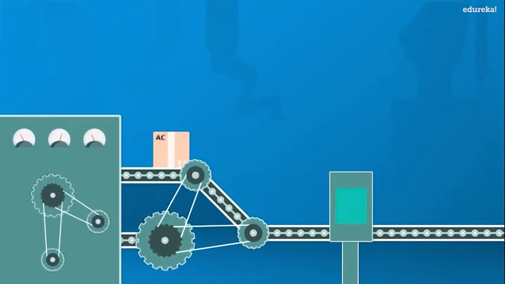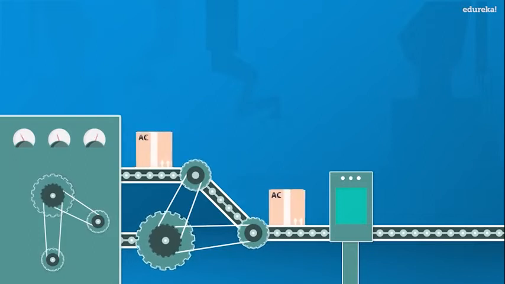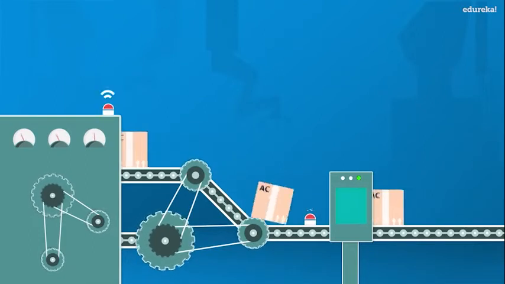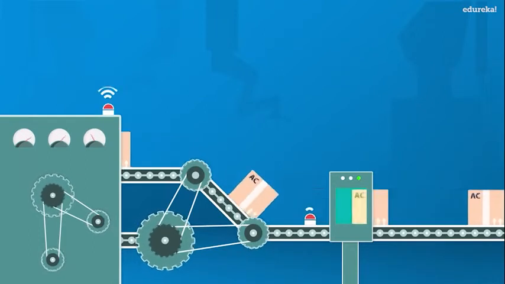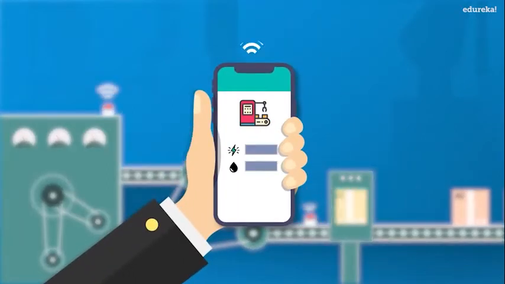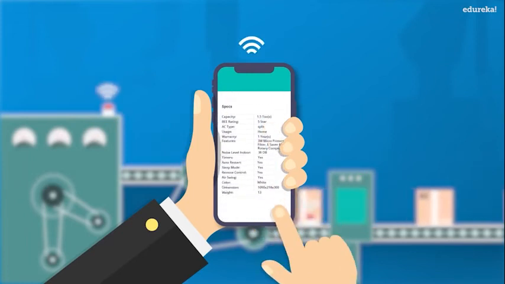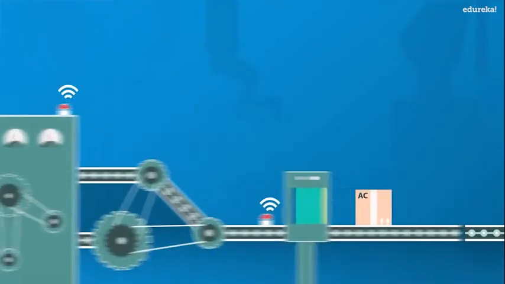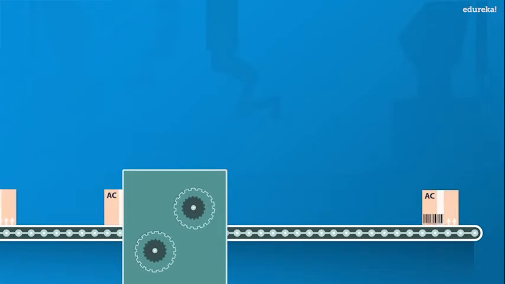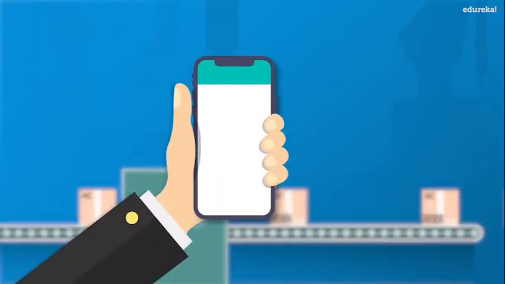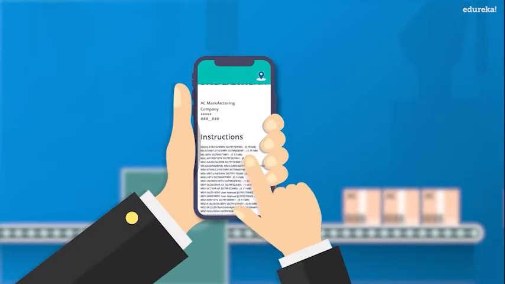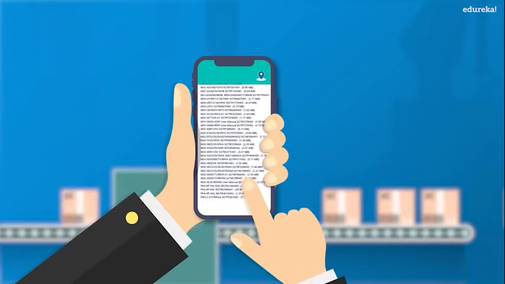In an AC manufacturing industry, both the manufacturing machine and the belt have sensors attached. They continuously send data regarding the machine health and the production specifics to the manufacturer to identify issues beforehand. A barcode is attached to each product before leaving the belt. It contains the product code, manufacturer details, special instructions, etc.